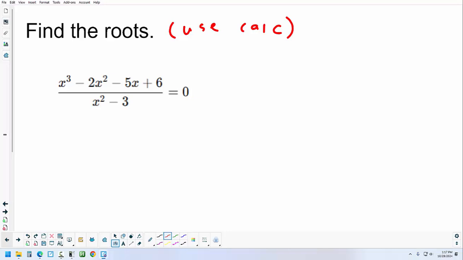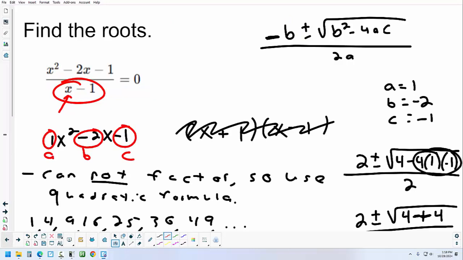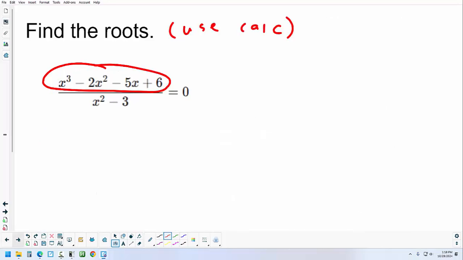Okay, because this one is, well, you tell me, what's the highest exponent in the top? 3. That's not the kind of problem we've been working with. We've been working with a highest exponent of 2, quadratic. That's not quadratic. So that one's a little more complicated than what we've learned how to solve with algebra, which is why we use the calculator.